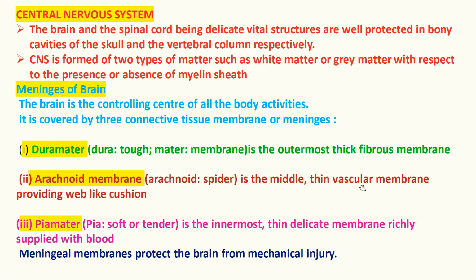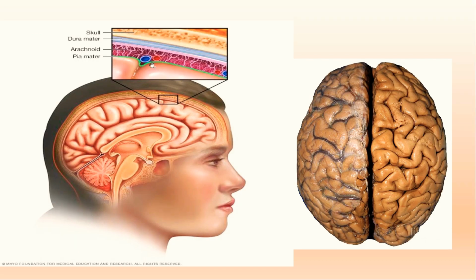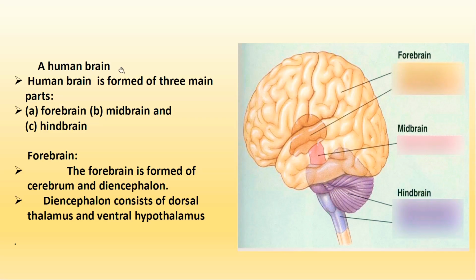This is a thin vascular membrane, providing a web-like cushion for the brain. Whereas the innermost is called the pia mater, and it is a very thin and delicate membrane, richly supplied with blood vessels. So meningeal membranes protect the brain from mechanical injury. Here you can see the dura mater, which is thick. This is the arachnoid matter, and the pia mater, which is thin and very close to the brain.